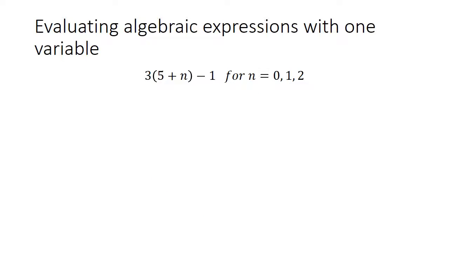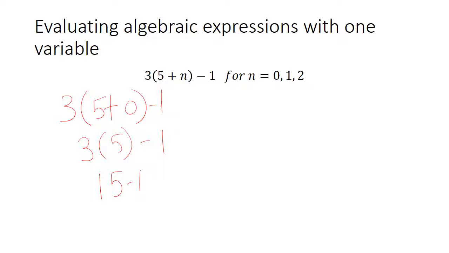All right, we're going to try another one. We are solving it for 3 different values that n could be equal to. So we're going to need to do all 3. Give myself plenty of room here. So we're going to have 3 times (5 plus 0) minus 1. We've got to solve inside the parentheses first. So it's going to be 3 times 5 minus 1. Now we need to multiply before we subtract. 3 times 5 is 15, minus 1, so it's going to be equal to 14.